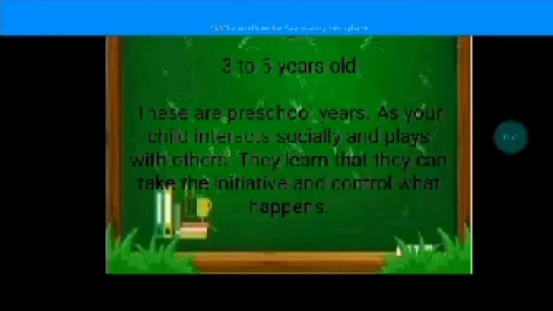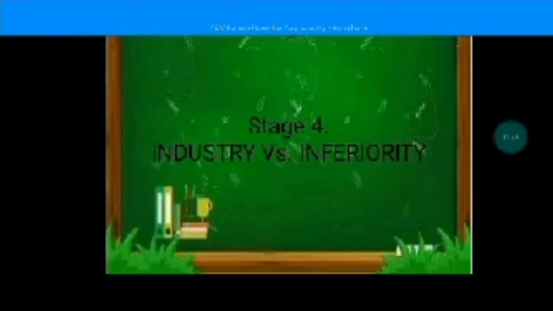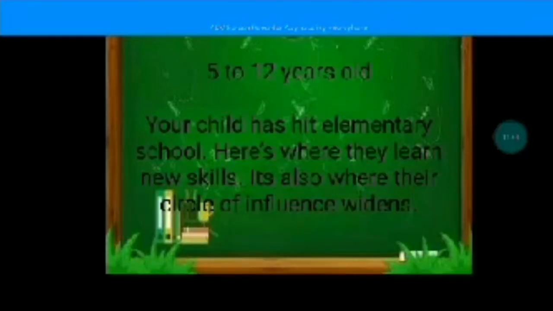Stage 4, industry versus inferiority. 5 to 12 years old: your child has hit elementary school. Here's where they learn new skills. It's also where their circle of influence widens. So, diri ang part sa 5 to 12 years old is magnana siya sa elementary school, then daghan na siya agma tun-an.